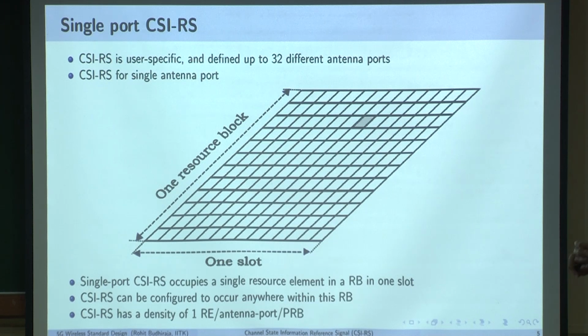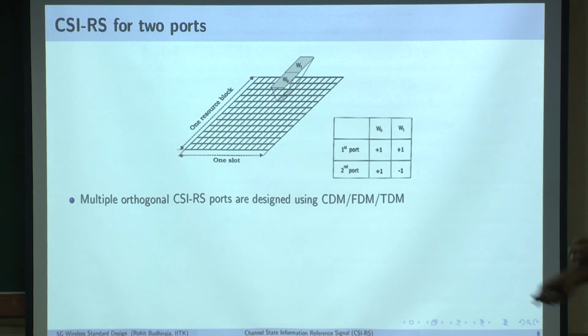Now if you have to go to 2 ports, that's what we are going to show. One has to understand that they are defined for up to 32 ports, so you have to create such structures which are scalable: 1, 2, 4, 8, 16, 32. So we are moving in steps, wherein I am showing you CSI-RS for 1 port, and how it is extended for 2 port CSI-RS. We'll go to the next lecture and I will show you how it is extended for 8 port, 16 port.